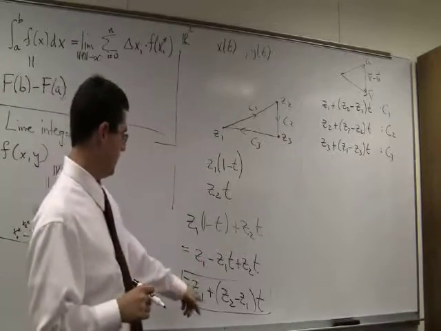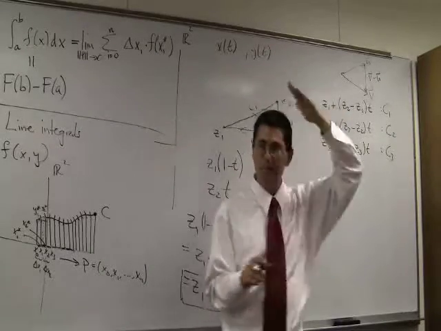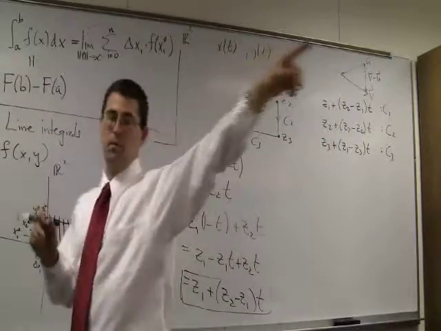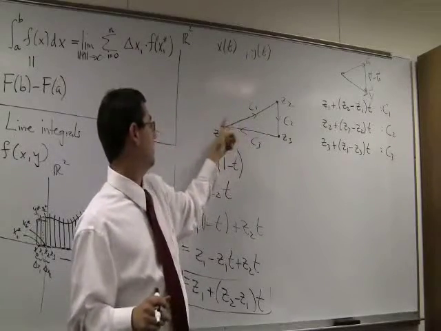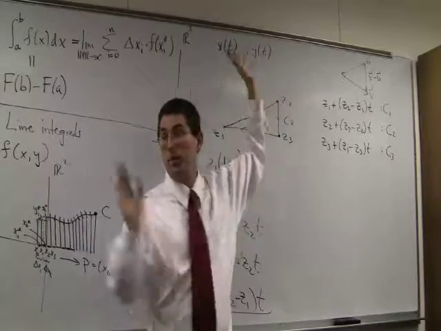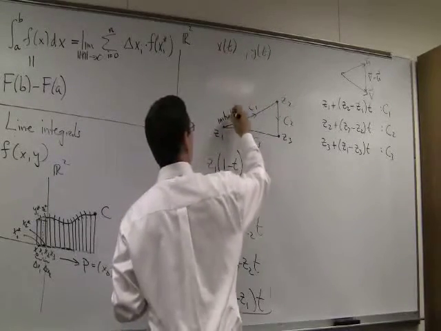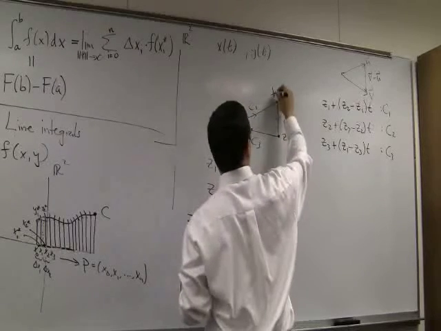Now, notice that each one of these, when time is 0, you start at an endpoint. We'll call this the initial point. And when time is 1, you end up at the terminal point. Right? So on this one here, this is the initial point, and this is the terminal.